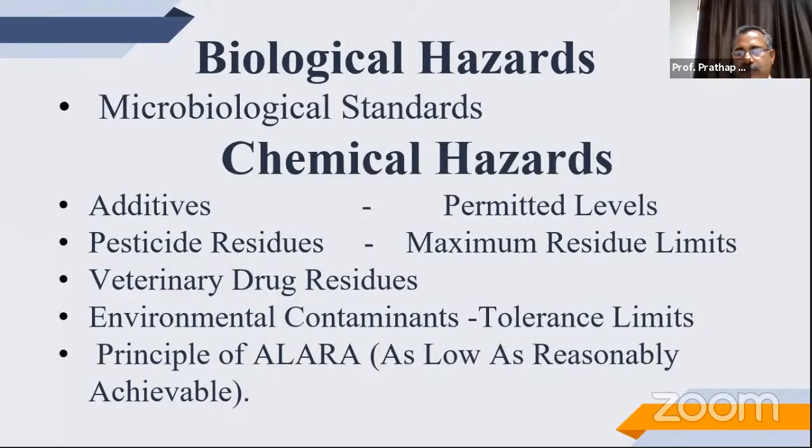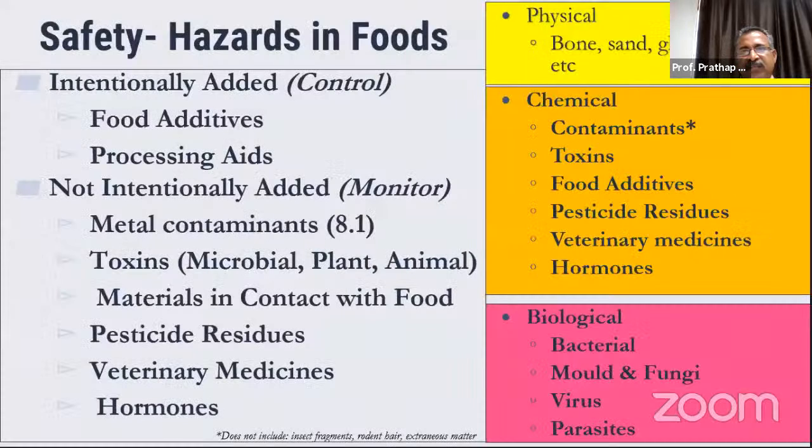You are not supposed to allow them. Therefore, the food safety regulator step by step lowers the limit, and side by side takes actions to lower these limits in the food products. Therefore, food safety hazards in foods, you see, can be intentionally added, such as food additives and processing aids, where the highest level of importance is given for the risk assessment.